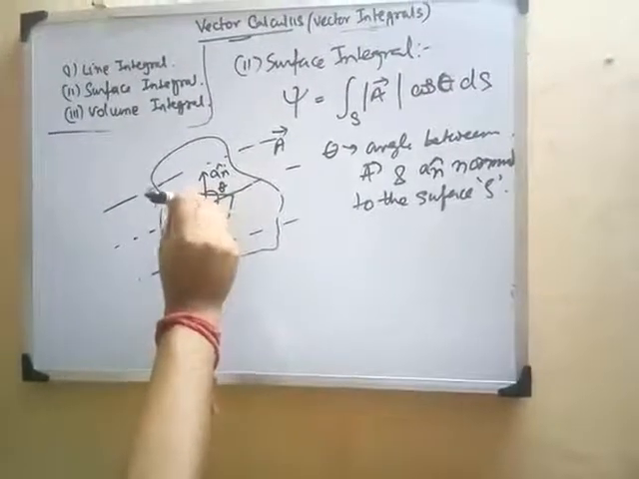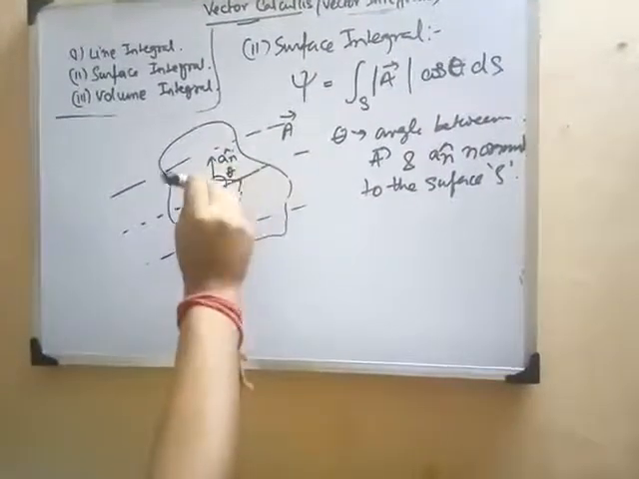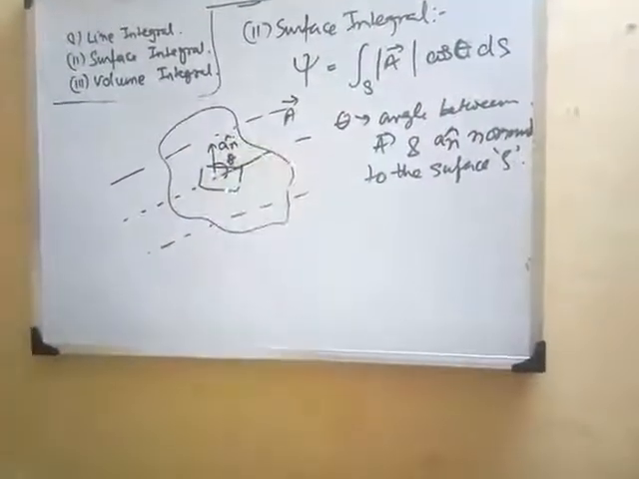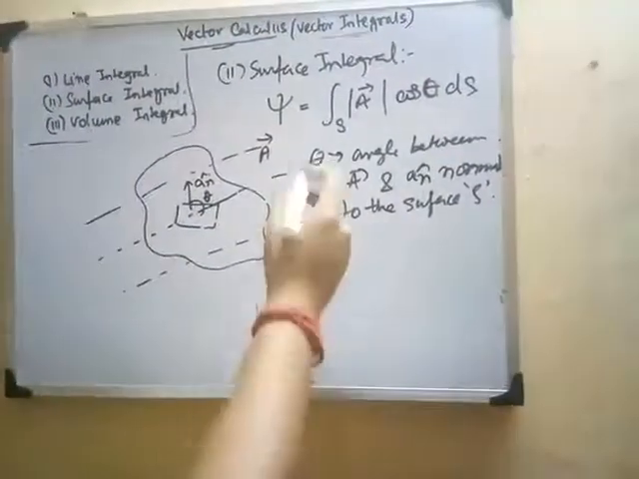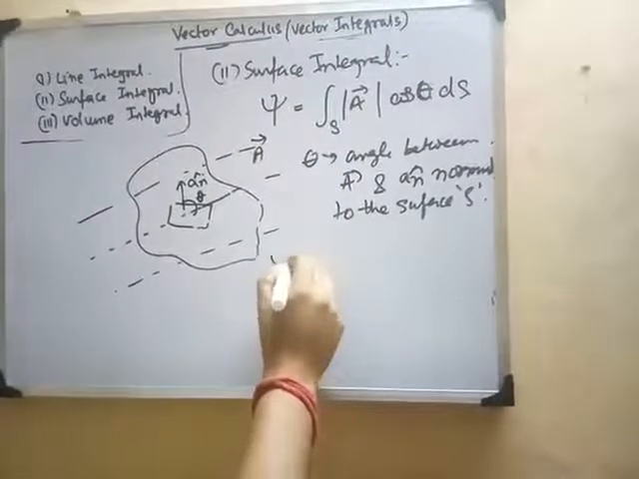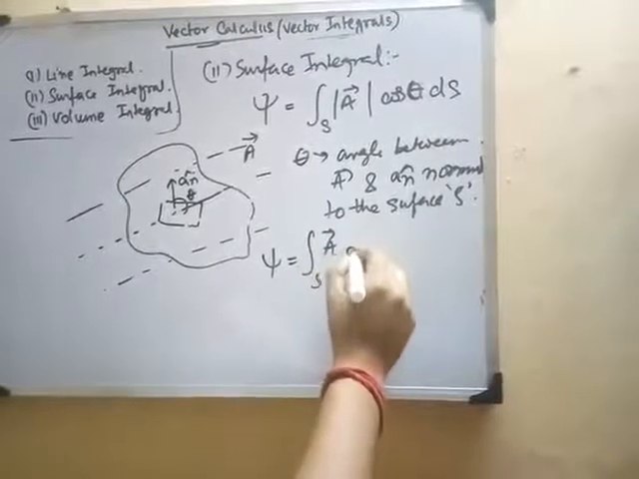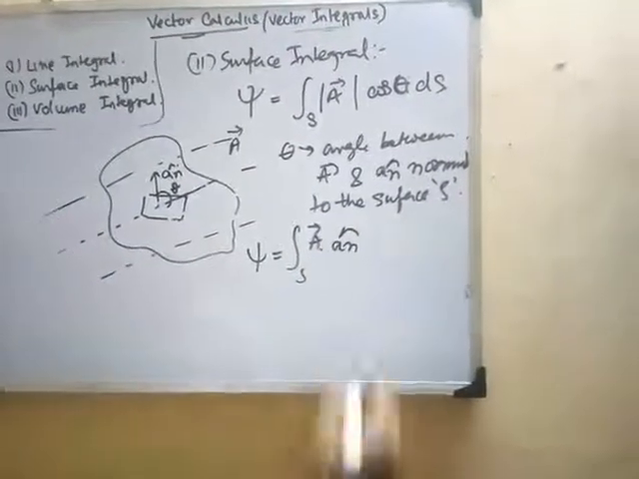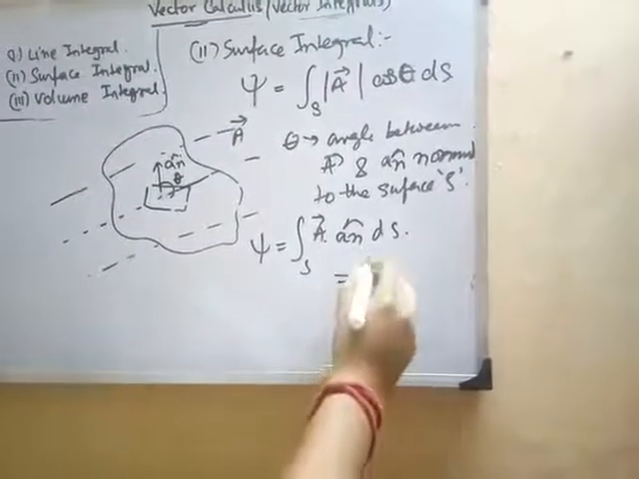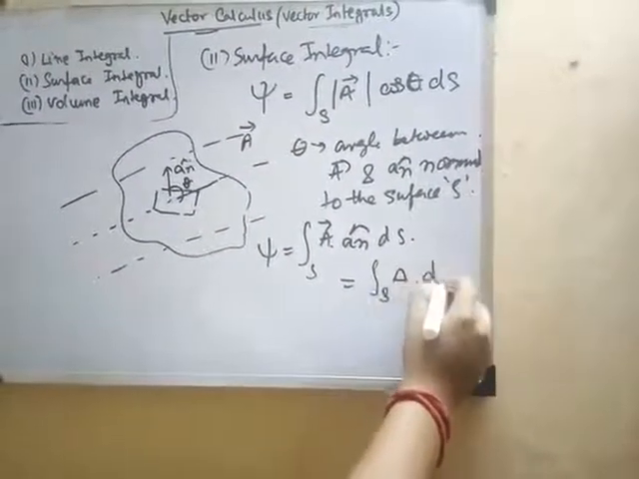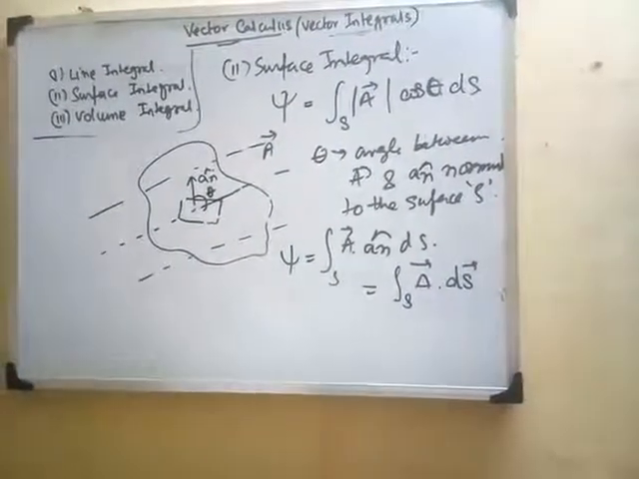So the angle between this and, suppose the lines are in this direction, this angle is your theta, right? So this is all about surface integral. Also, sometimes it can be represented by a simplification. We can write this A, or rather in terms of unit vector, we can write it as A·n ds, or sometimes it can be written as A·dS vector. These are different kinds of representations that we can get.